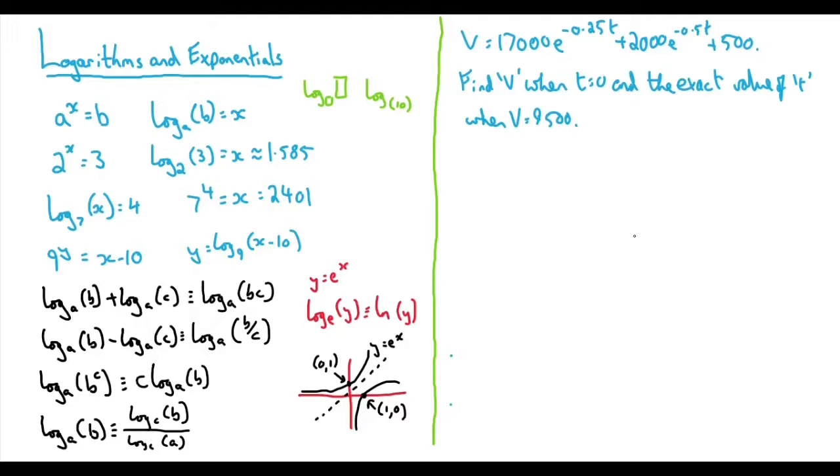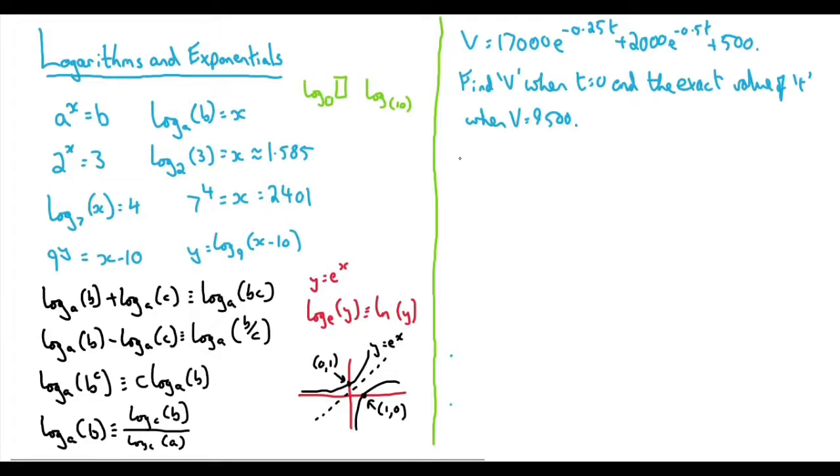Pause the video, just have a think about it for yourself, and then press play again when you're ready to compare. So, first of all, we're looking for v when t is 0, to be clear, because t is likely referring to time. They may not have told you this, they may have actually said the initial v. If it says initial, that means that t is 0, just to be clear.